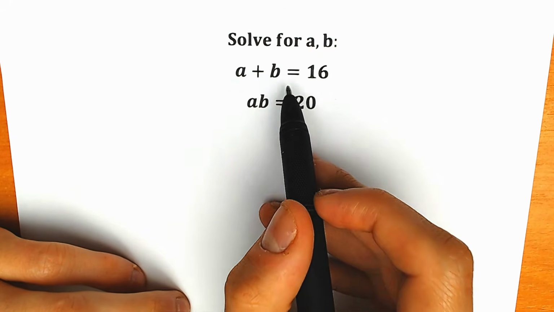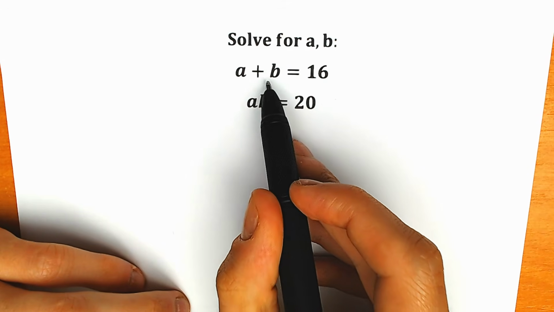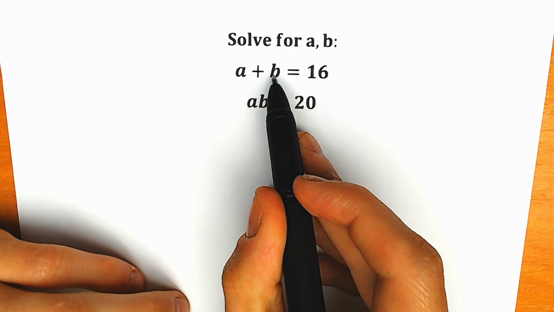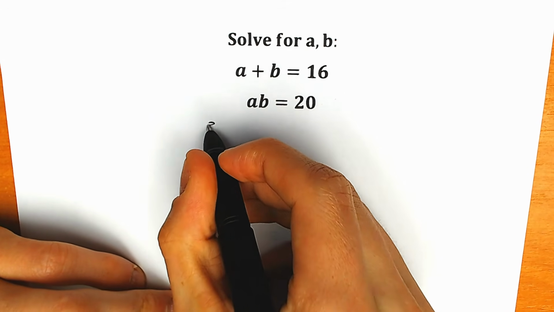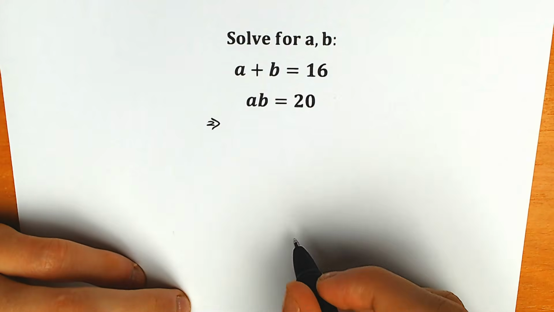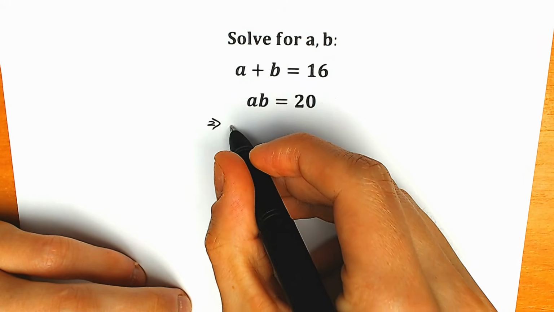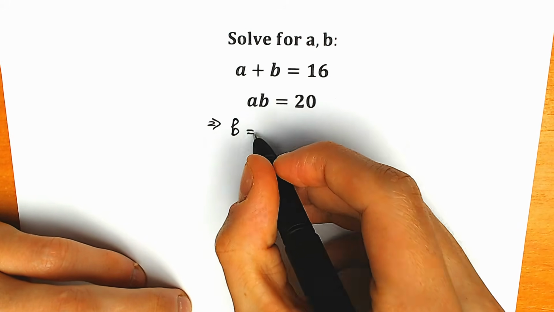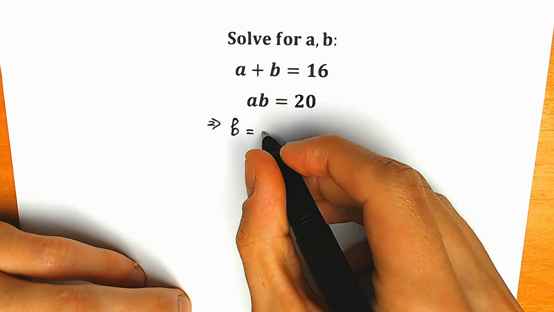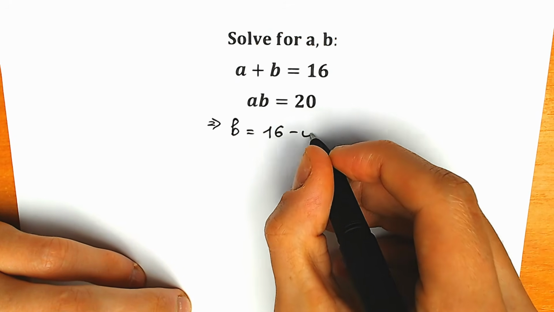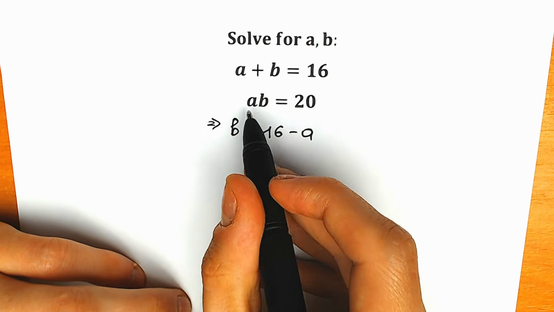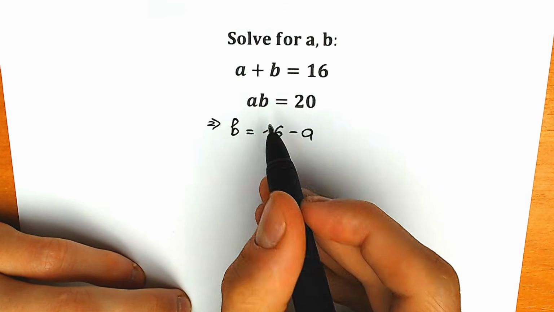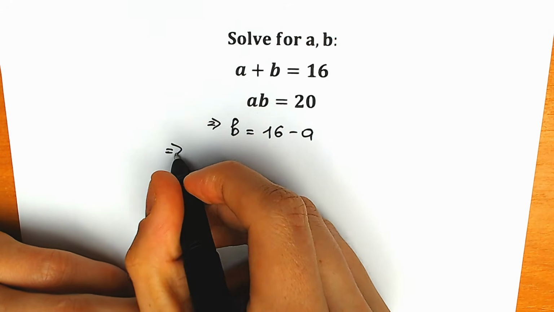Okay, so first of all, what is the main idea? Let's express b from the first equation. This is our first step. Every time you have a system of equations, express something. In our case, let's express b. So b equals 16 minus a. And right now let's plug 16 minus a in instead of b into the second equation.